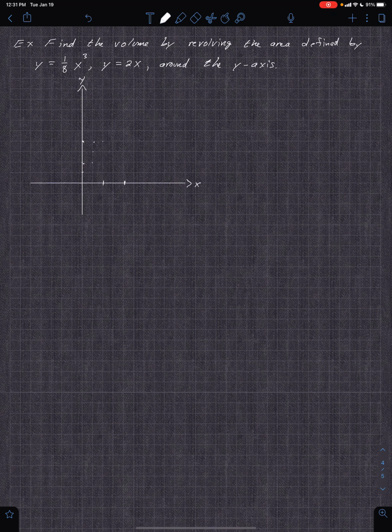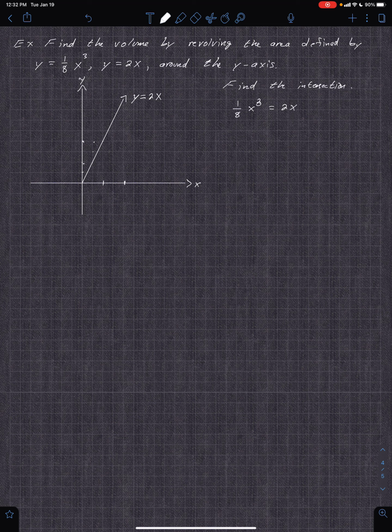I'm going to end up just saying what those points are, not doing this to scale. I can already tell you right now. So it's 1/8 x cubed equal to 2x, and you solve for x. You can just assume x is non-zero and divide it out, or you can solve it.